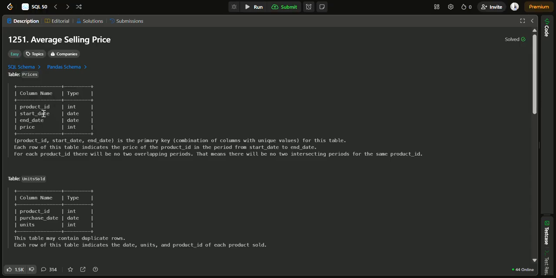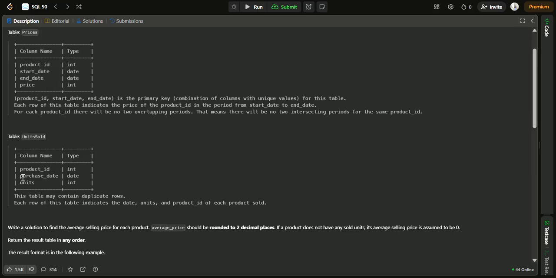In the prices table, we have product ID, start date, end date and price, where product ID, start date, end date is the primary key, which is the combination of these columns with unique values. Each row of this table indicates the price of the product ID in that particular period between start and end date. For each product ID, there will be no overlapping periods. That means there will be no two intersecting periods for the same product ID.